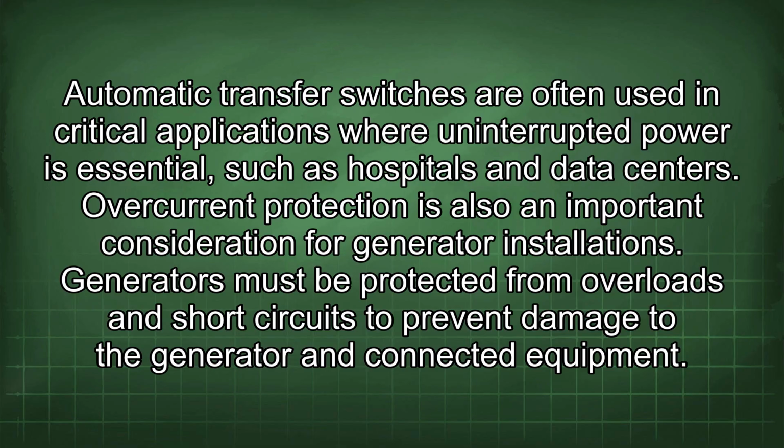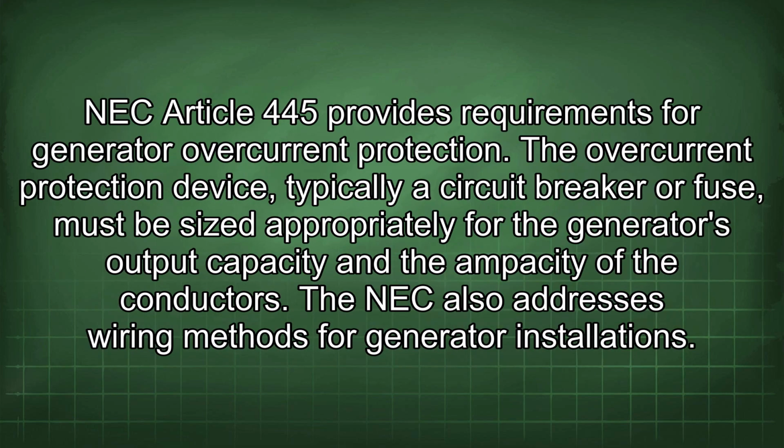Overcurrent protection is also an important consideration for generator installations. Generators must be protected from overloads and short circuits to prevent damage to the generator and connected equipment. NEC Article 445 provides requirements for generator overcurrent protection. The overcurrent protection device, typically a circuit breaker or fuse, must be sized appropriately for the generator's output capacity and the ampacity of the conductors.